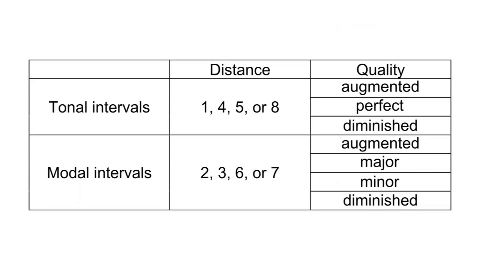Unisons, fourths, fifths, and octaves are called tonal intervals, and they can be perfect, diminished, or augmented. Seconds, thirds, sixths, and sevenths are called modal intervals, and they can be major, minor, diminished, or augmented. In other words, it is not possible to have a perfect third, but you can have a major third or a minor third. And it is not possible to have a major fifth, but you can have a perfect fifth.